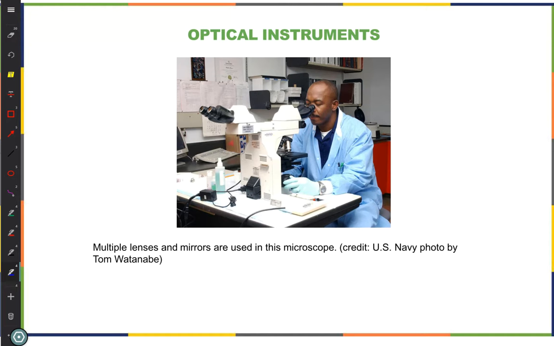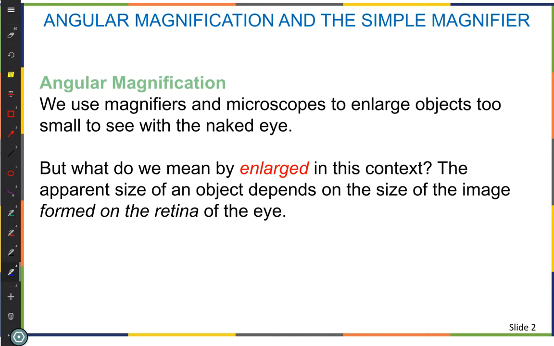Today, we will be talking about optical instruments, things we use to help us see things. And so these optical instruments usually involve multiple lenses and or mirrors. But the first one we're going to talk about is the simple magnifier, a simple single lens. So a simple magnifier is a lens we use to allow us to see something better.